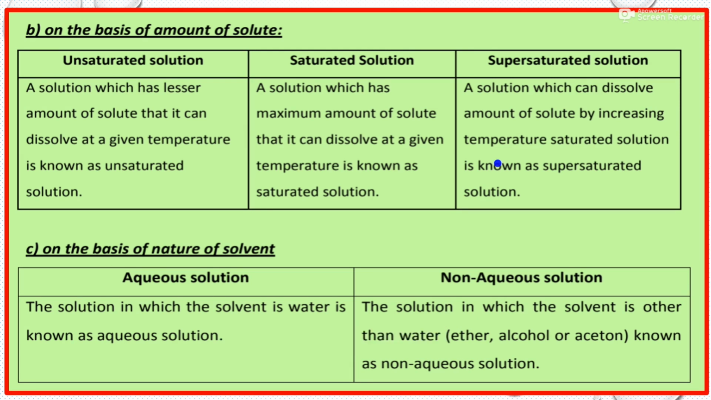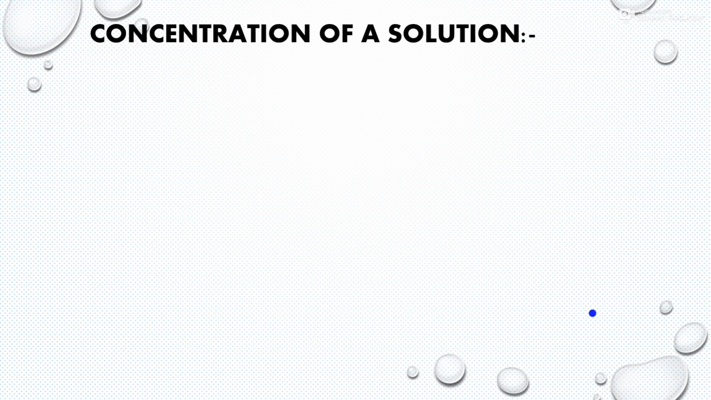Now, we will categorize solutions on the basis of nature of solvent. On the basis of nature of solvent, we can categorize them into aqueous solution and non-aqueous solution. The solution in which the solvent is water is known as aqueous solution. And the solution in which the solvent is other than water, it may be ether, alcohol, or any other solvent, is called non-aqueous solution. Aqueous means with water, non-aqueous means no water is present.